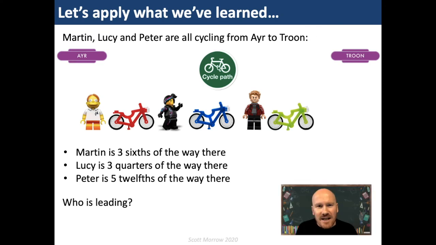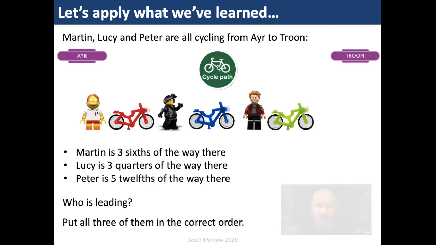The last thing I'm going to ask you to do today is, can you apply what we've learned? So as a class, I want you to discuss, analyse and solve the following problem. Martin, Lucy and Peter are all cycling from Ayr to Troon. Martin is 3/6 of the way there. Lucy is 3/4 of the way there. And Peter is 5/12 of the way there. Who is leading? And can you put all 3 of them in the correct order?